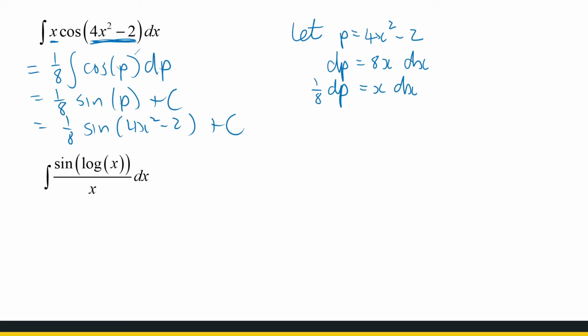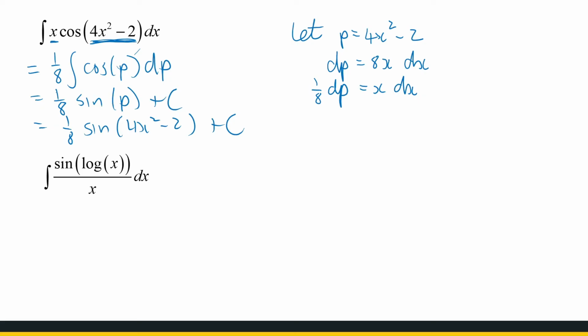All right, the next one is going to take a bit of thinking. We've got sine of log x divided by x. Now, log x we know is close to ln x, but it's not ln x. But we also know what the derivative of any log base a is. Now, there's two ways of doing it. You can first rewrite it as ln and then take the derivative, or you can remember what the derivative of log of x is.